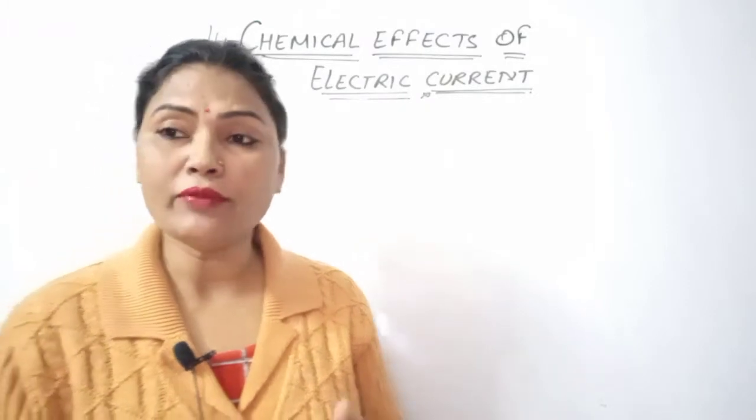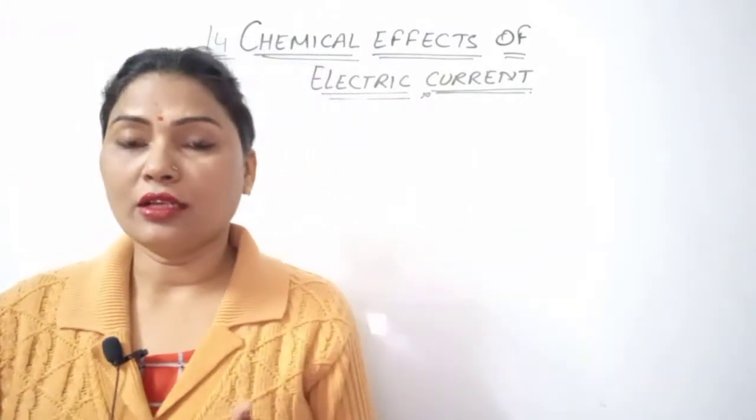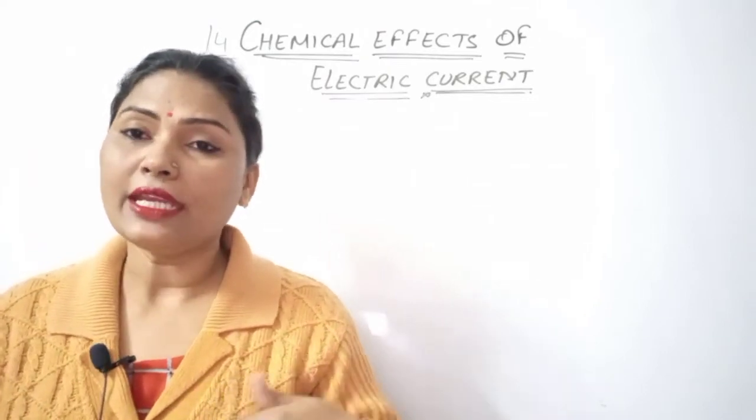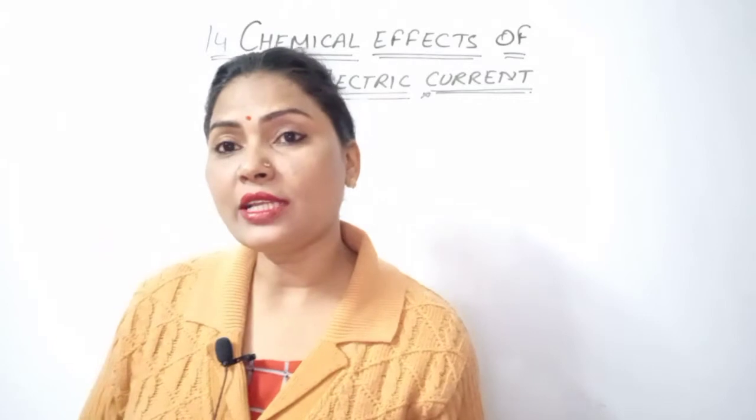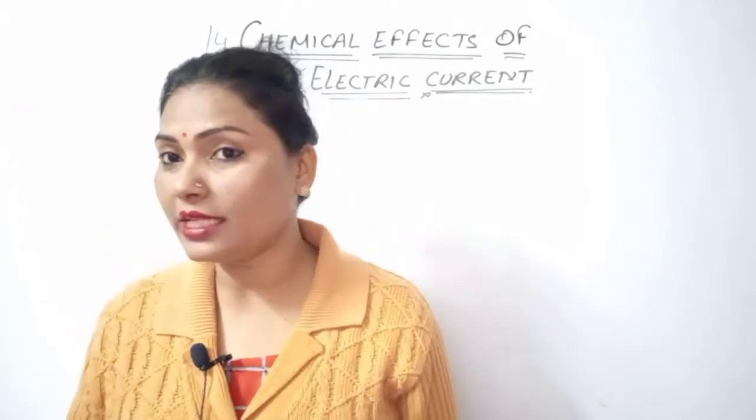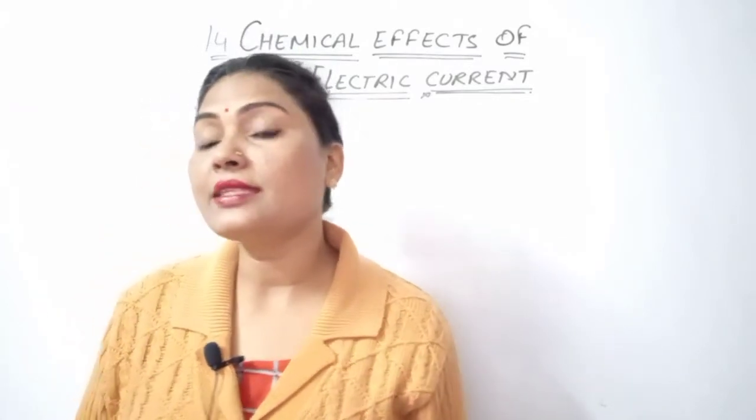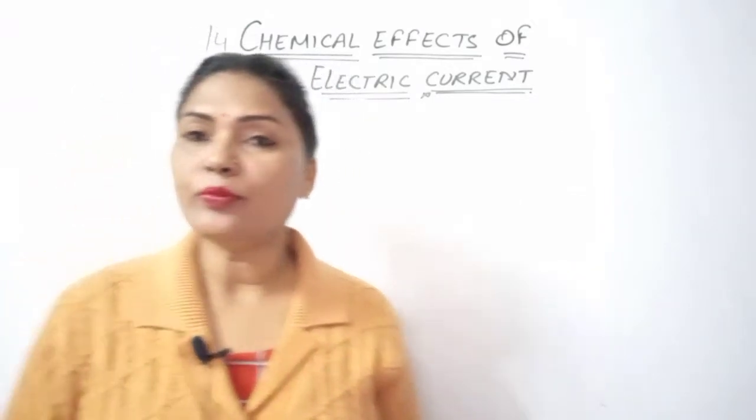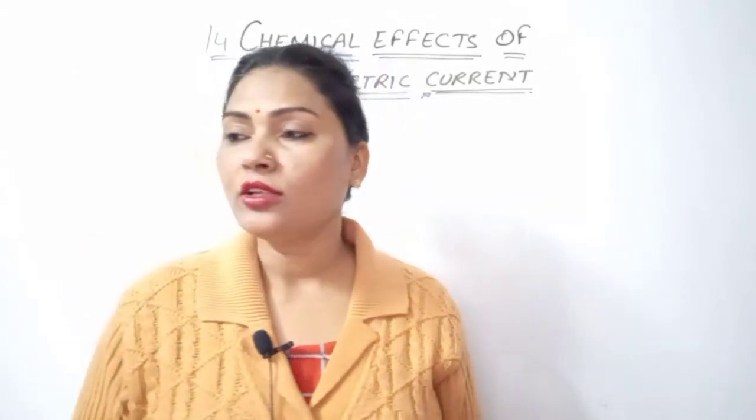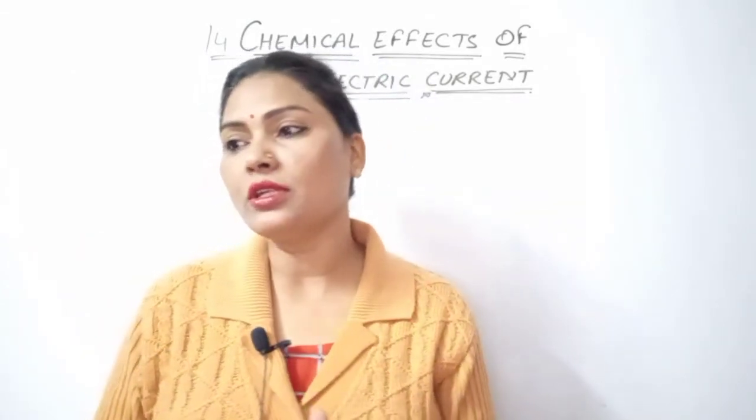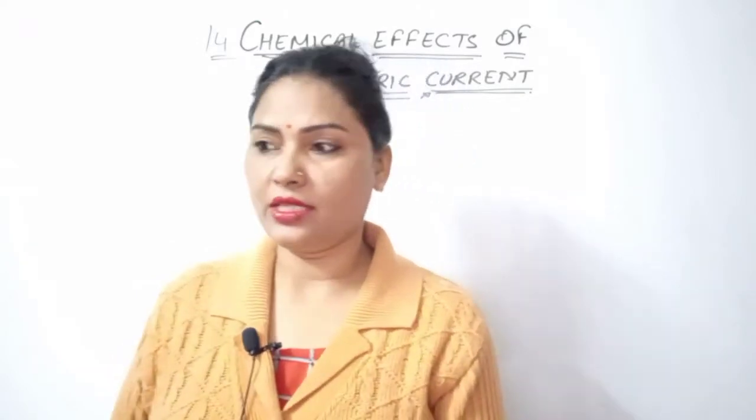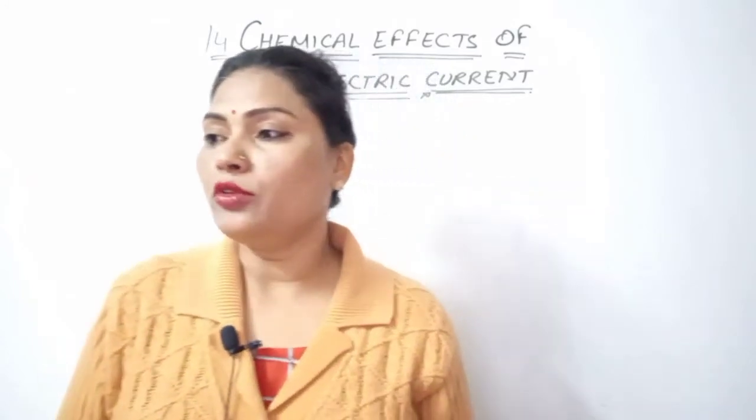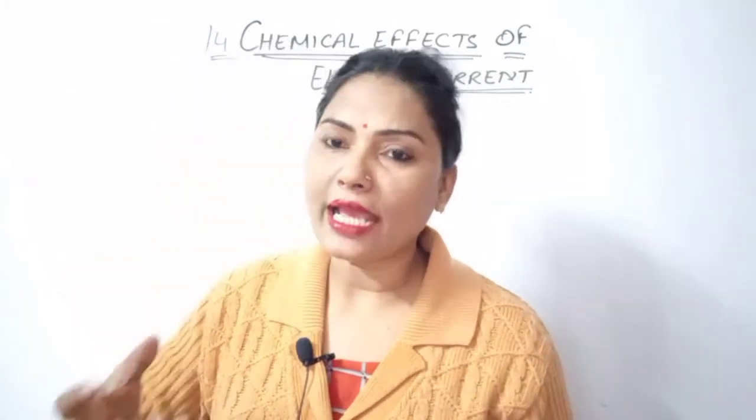So when we pass the electricity through the electrolyte, what happens? The electrolyte will be decomposed into its constituents. So that decomposition takes place by passing the electricity through this solution. That is known as electrolysis, the process of decomposition of electrolyte or solution into ions on passing the electric current through the solution.